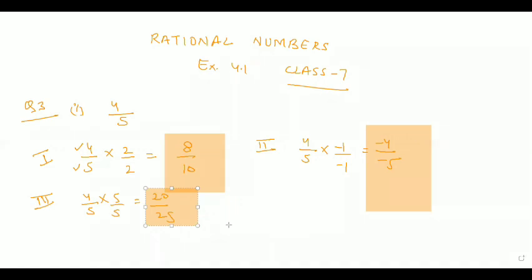So it was the answer. So the next number for which we have to find the equivalent fraction is 3 by minus 7. So here we have to find equivalent fractions of 3 by minus 7.